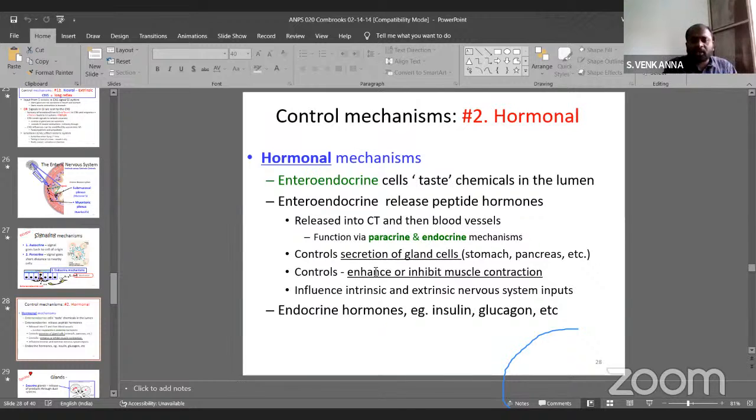They control secretion of gland cells, stomach, pancreas, etc. They control, enhance or inhibit muscle contractions. Influence of intrinsic and extrinsic nervous systems and inputs of endocrine hormones, insulin and glucagon. It is the storage in muscles and liver, glucagon. It is the endocrine hormones, insulin and glucagon. Then next, let us see the next slide.